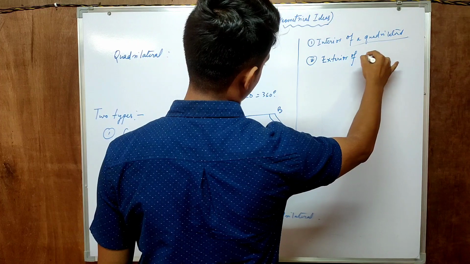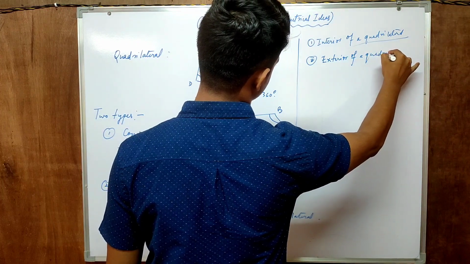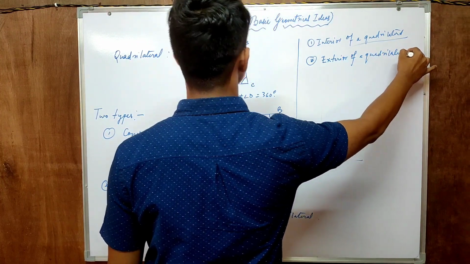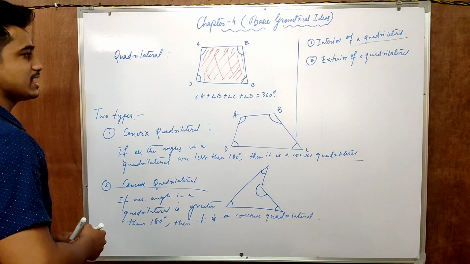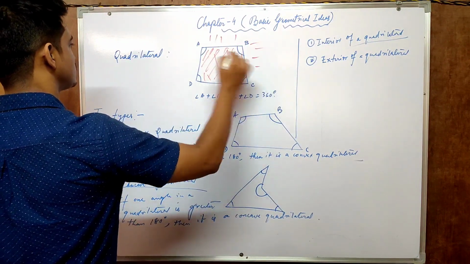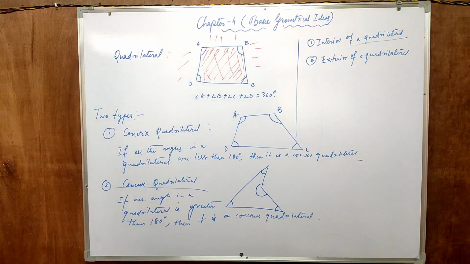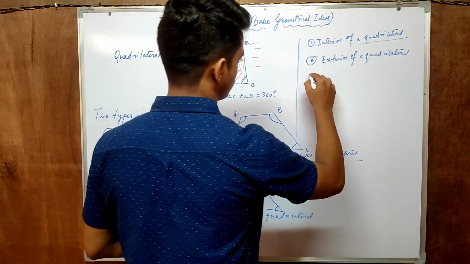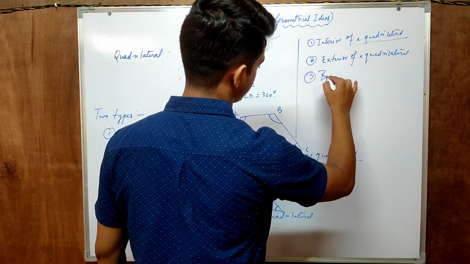Exterior of a quadrilateral. So exterior of a quadrilateral means the portion which is outside the quadrilateral. This portion, the whole area which is being left. All right. These are the exterior of a quadrilateral. So the third and the last part is boundary.